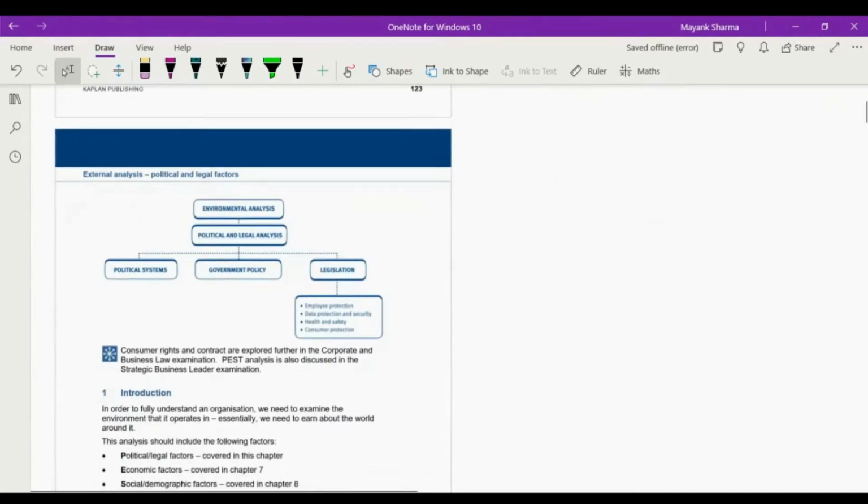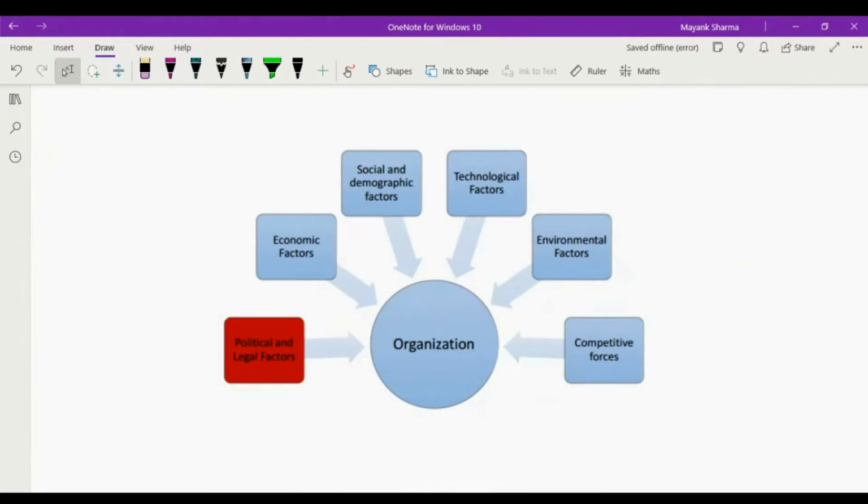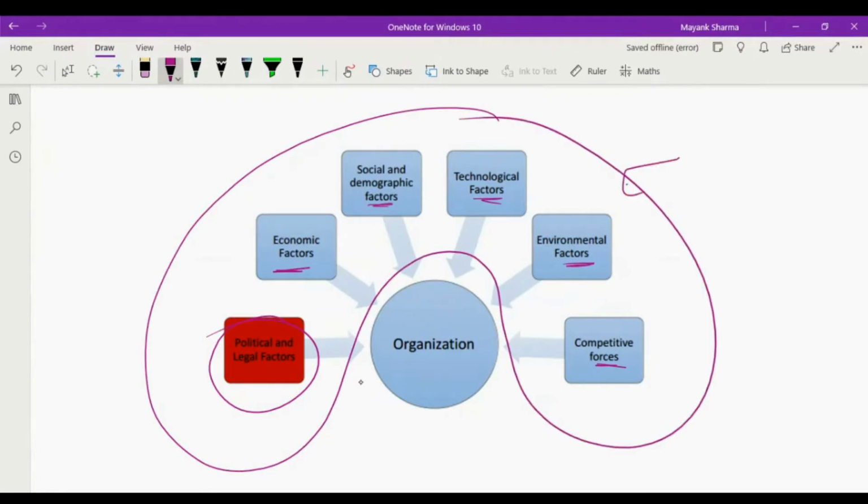So first of all, these are the external factors which impact the organization. One is political and legal, which we have to discuss in this chapter. Another is economic factors. We'll also discuss economic factors somewhere else. Then we have social and demographic factors, technological factors, environmental factors, and competitive forces. So you can see clearly that these are all external to the business. I'm not talking from the point of view of stakeholders. Competitive forces are external, okay. Political and legal factors are external, but not necessarily all the factors are external to the organization. I'm just talking about the external environment. So these are all coming from the external environment.